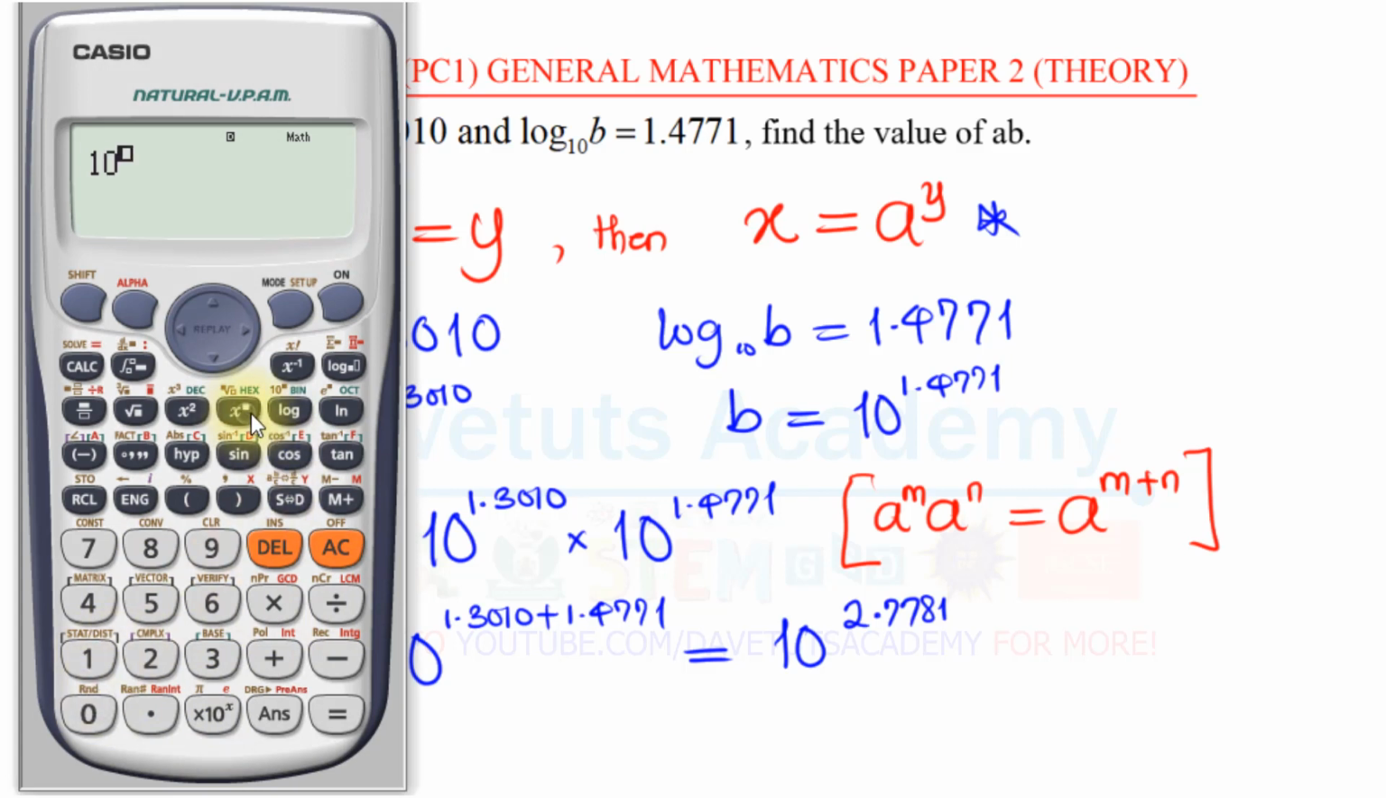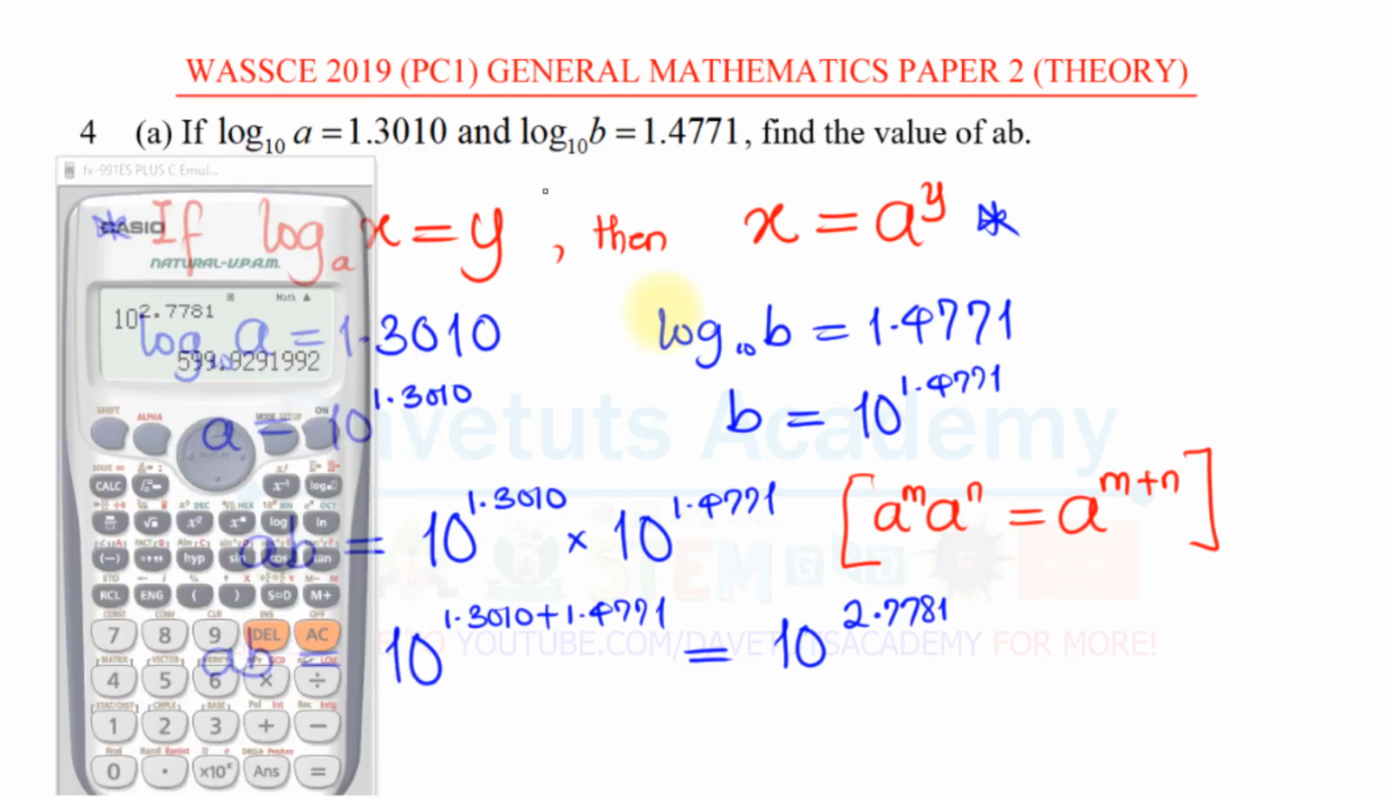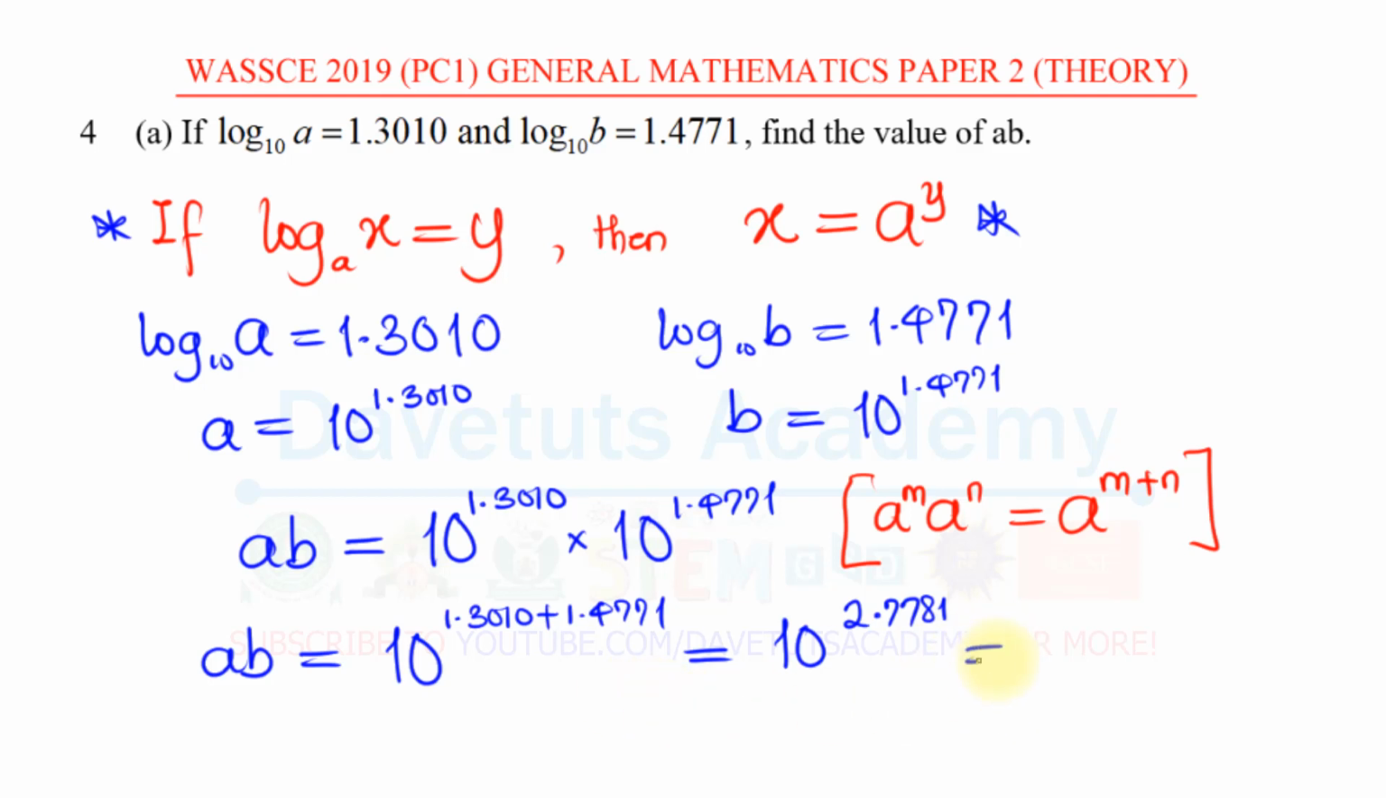Okay, so I can say 10 to the power of 2.7781. What's that going to give me? So this is going to give me 599.929. Or I can say AB is approximately equal to 600. But I'm not asked to find the approximation. I can leave the answer like this, or I can go ahead and say it is approximately equal to 600.